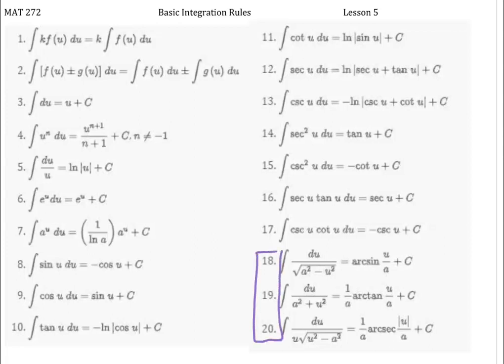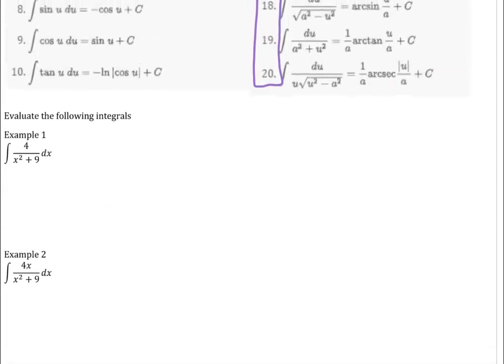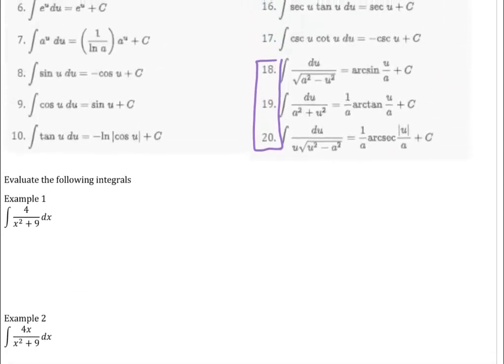It's just these last 3 integration rules dealing with inverse trig. But every other integration rule on here we have seen before somewhere. So example one is one of the new ones.